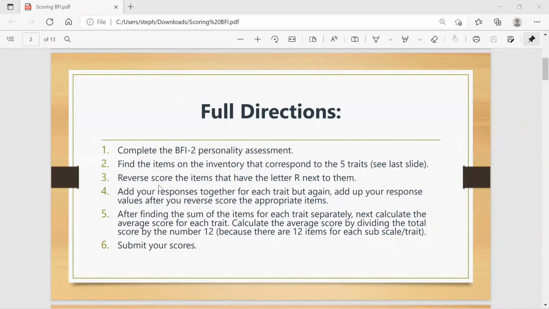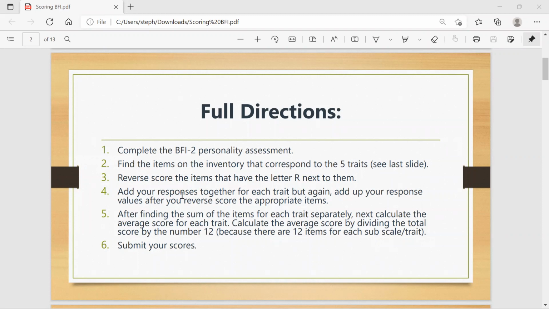You're going to reverse score the items that have the letter R next to them. You might remember this from statistics and probability, where there is an item or a question that is asking a person to respond in a way to make sure that it's valid, then it might be in the reverse order. In that case, those items will have an R next to them, and you know to reverse score, which I will show you how to do within the next couple of minutes.